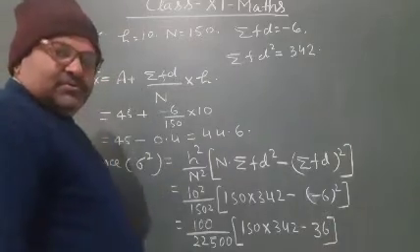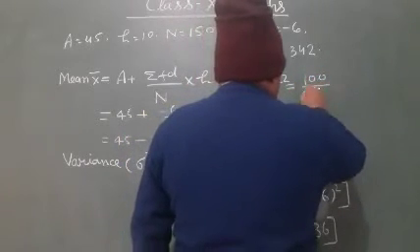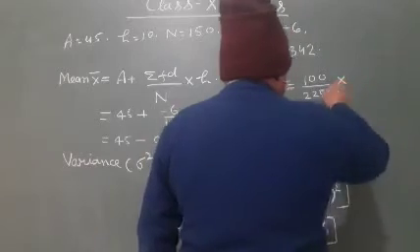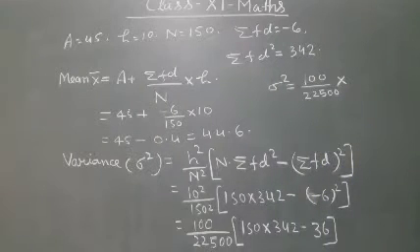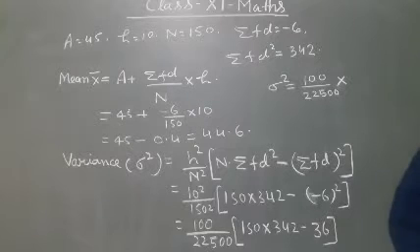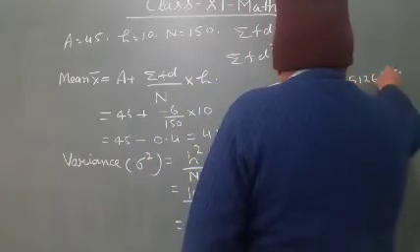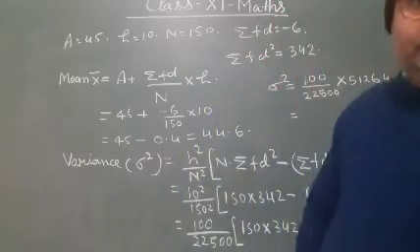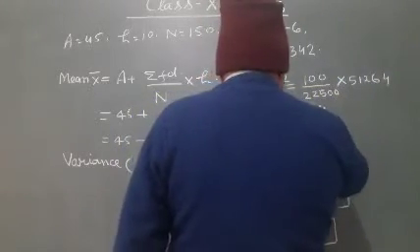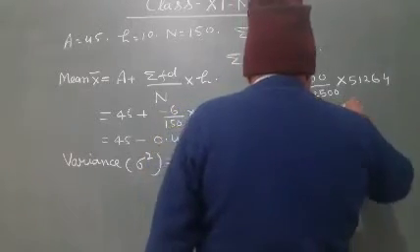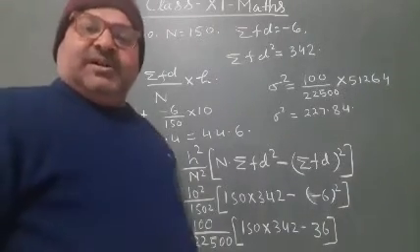So therefore sigma square is equal to 100 upon 225 into 51264, that's equal to 227.84. This is the value of the variance.